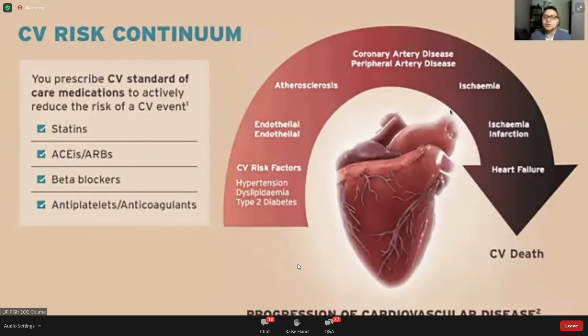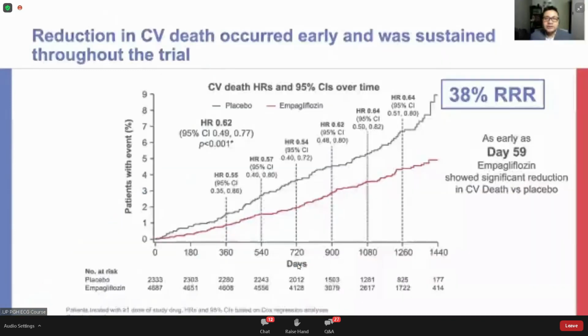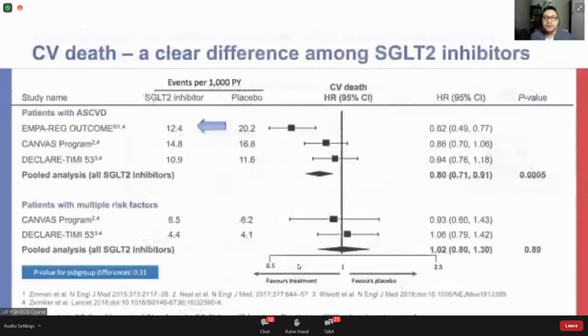As seen here in this continuum, the end point would be heart failure and cardiovascular death. That's why there is a paradigm shift in supporting empagliflozin in treating these high or very high risk diabetic individuals. Because of the EMPA-REG trial, which showed a 38% relative risk reduction of cardiovascular death, which occurred as early as day 59 after initiating this drug as compared to placebo.